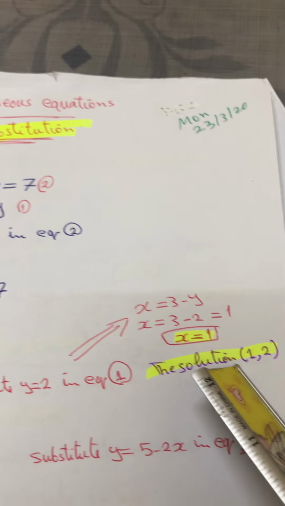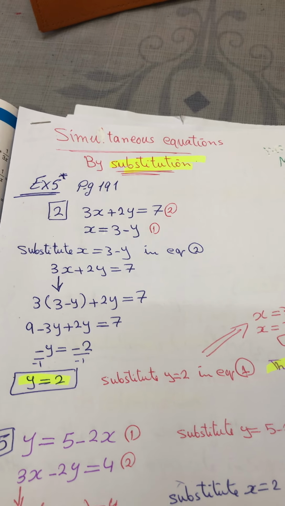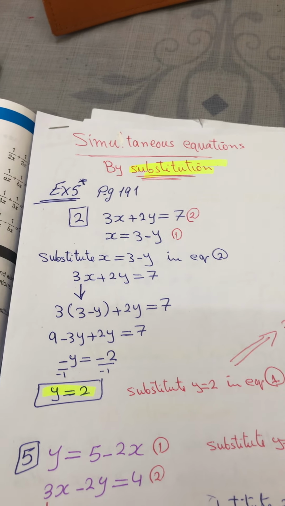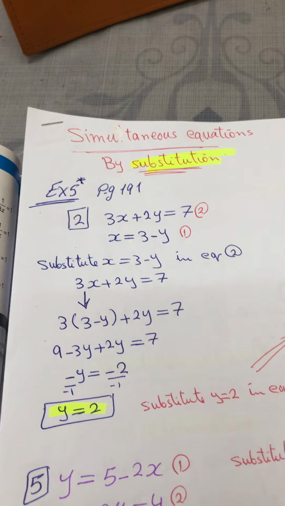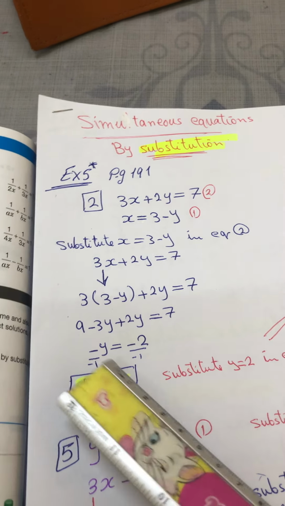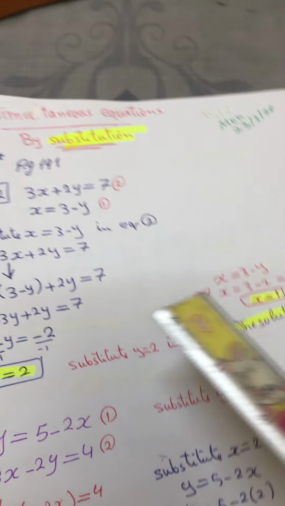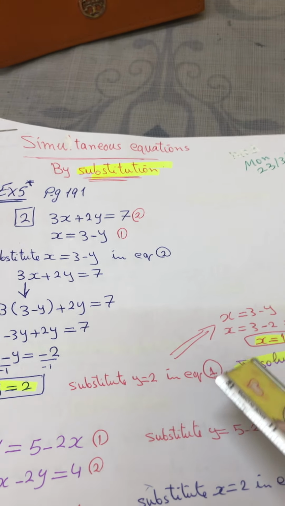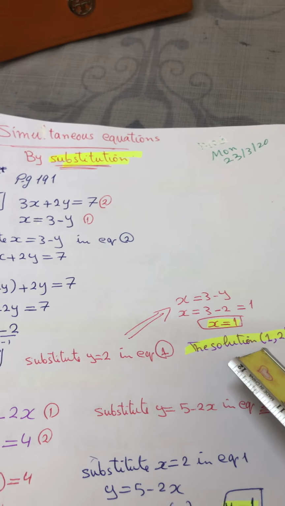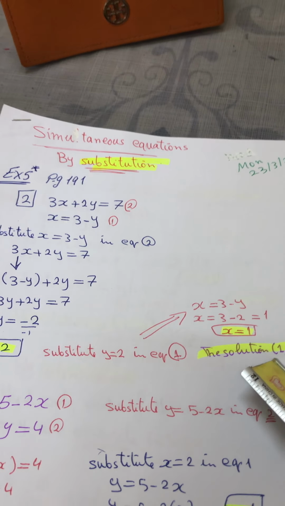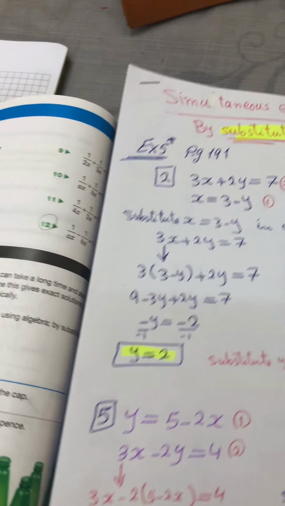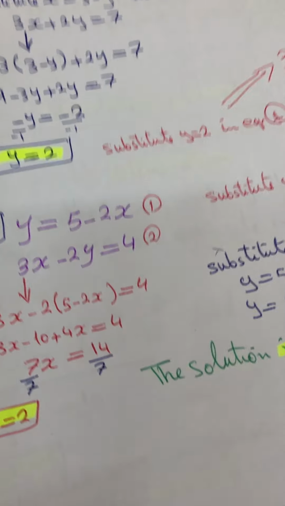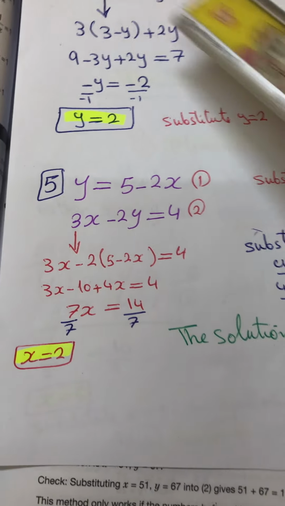Okay, this is the substitution method, question number 2, exercise 5 star. Please, when you find the value of one variable, don't stop, complete to find the value of the second variable. And now you have a common point as a solution for the two equations. Also, I'm still in the substitution method.